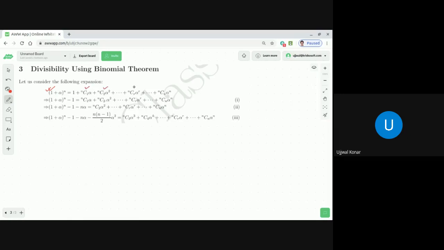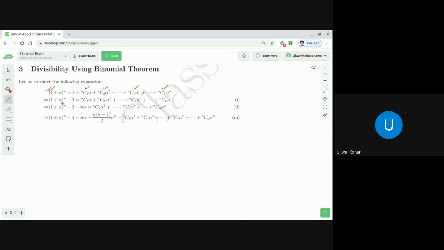Then the r plus 1th term should be NCr into alpha power r. And then the n plus 1th term should be NCn into alpha power n, because there are n plus 1 terms. Correct or not? Very simple. Not a big deal.